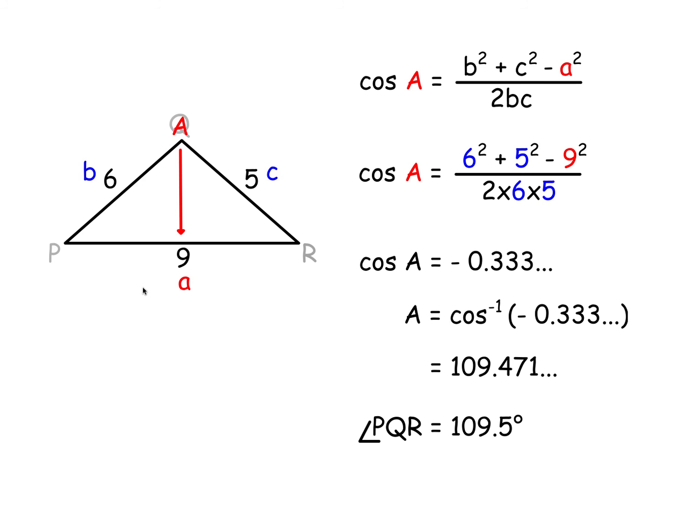So that's, to find a missing angle, you need to know all three sides, and you've got to be careful which side is A, because that's got the minus side squared.